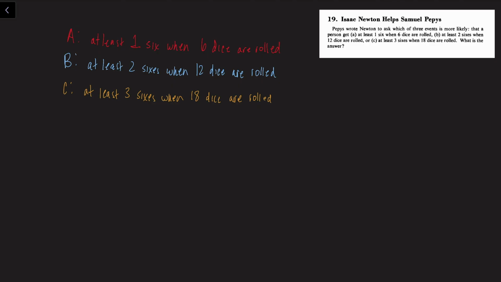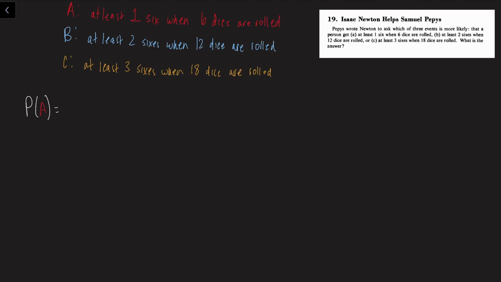I think it's good to start off by defining our events. So we define our events A, B, and C. Now first, let's find the probability of A. Nine times out of 10, when you see "at least," you should probably be using the complement. The complement of at least one 6 is no 6s.